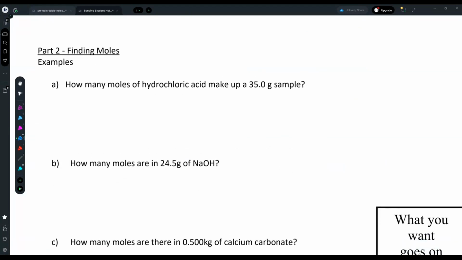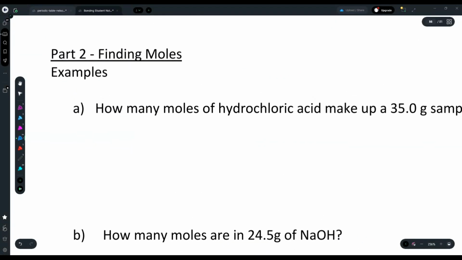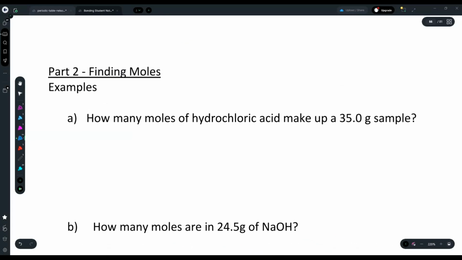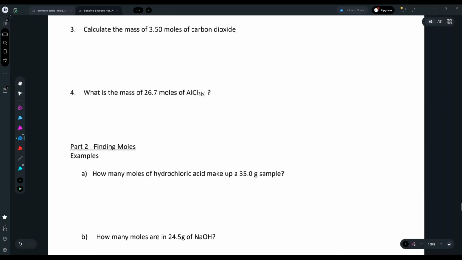Okay, so part 2, finding moles. What this is going to use is the same formula that we used for finding mass, but just rearranged a little bit. So our formula for finding mass was mass is equal to moles times molar mass.